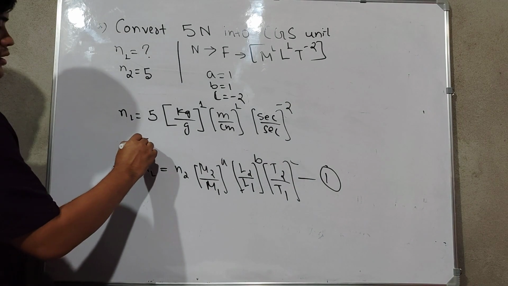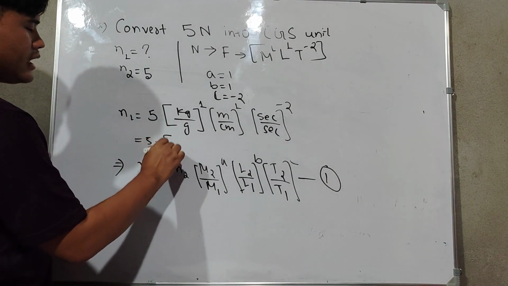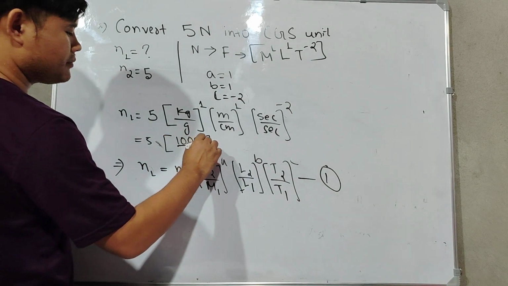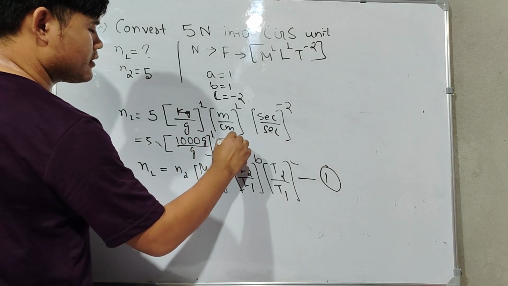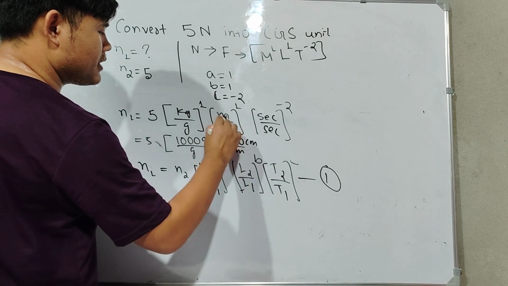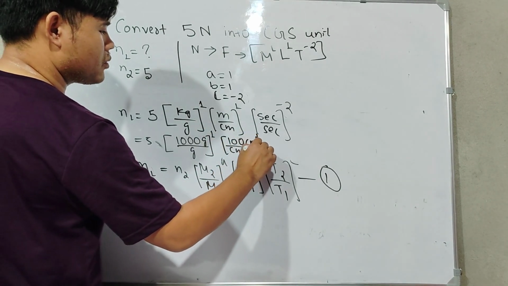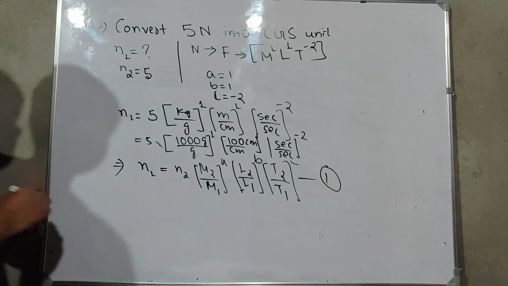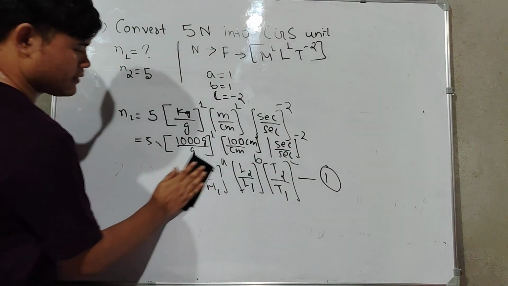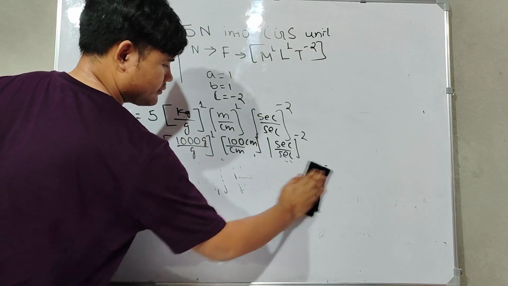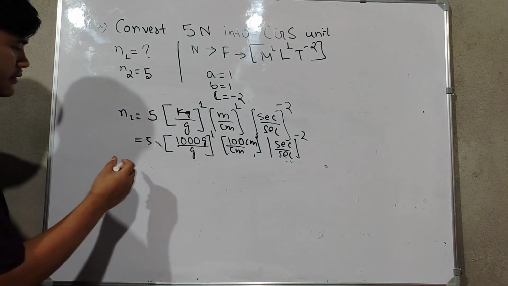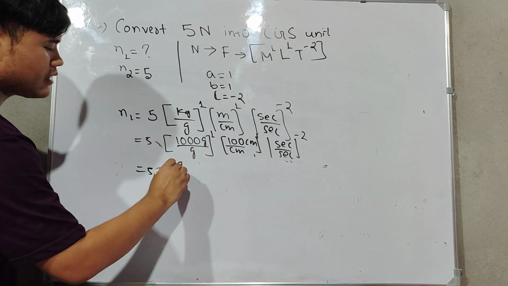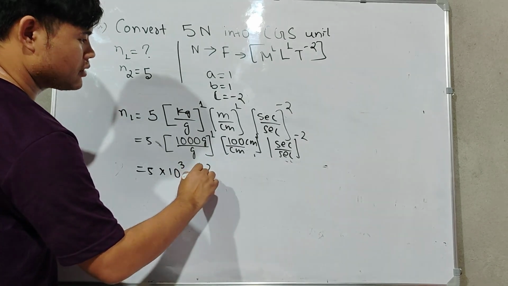So what we will get? 5 kg, 100,000 gram by gram, power 1 only, meter 100, centimeter, here also centimeter, meter is equal to 100 centimeter, right? Power 1, and then second by second minus 2. Next, so what will we get? So this will be 5 into 10 to the power 3 into this will be 10 to the power 2, right?